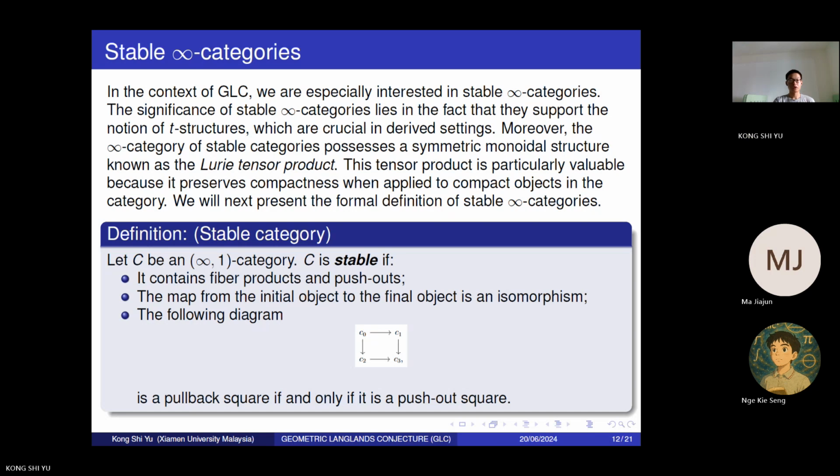So we will first look at the definition of stable infinity categories. A category is stable if it contains all fiber products and push-outs, the map from the initial object to the final object is an isomorphism, and a diagram is a pullback square if and only if it is a pushout square.